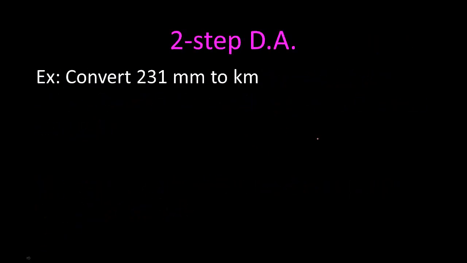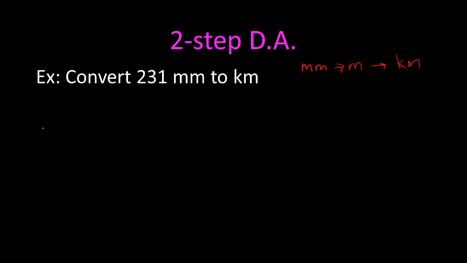Okay, now let's do our example. It says to convert 231 millimeters to kilometers. Okay, millimeters is less than a meter. 1 millimeter is less than 1 meter, and a kilometer is bigger than 1 meter. So we have to convert from millimeters. We need to go from millimeters to meters, and then go to kilometers.